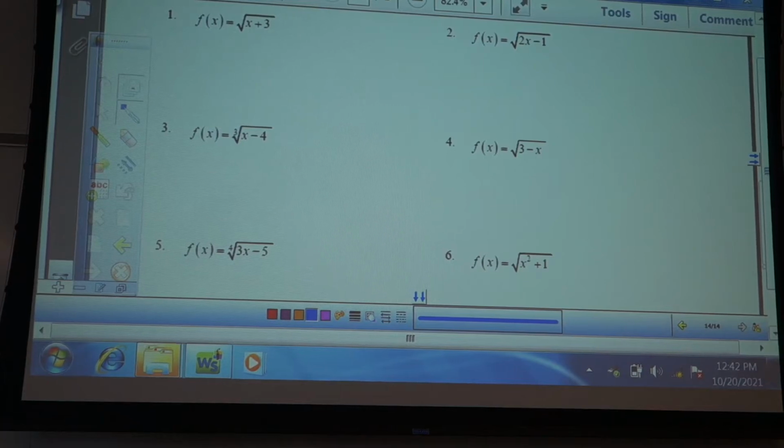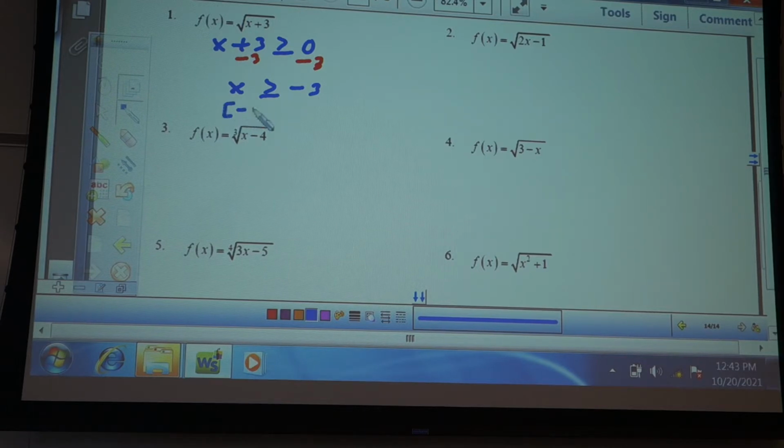Okay, so the first one, pretty straightforward. We have x plus 3 must be greater than or equal to 0. I'm going to subtract 3 from both sides. Right. And you'll end up with x is greater than or equal to negative 3, which means that my domain will be from negative 3 to infinity.